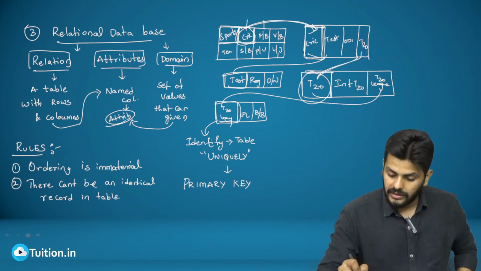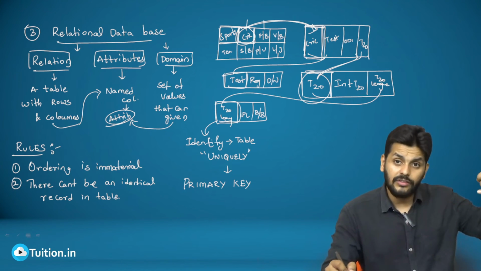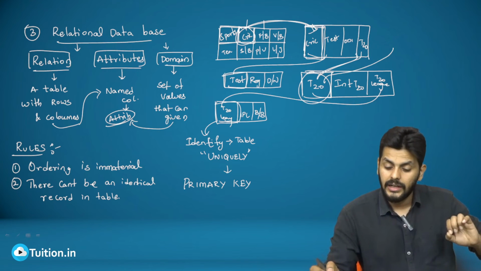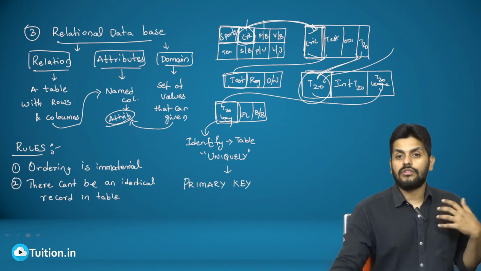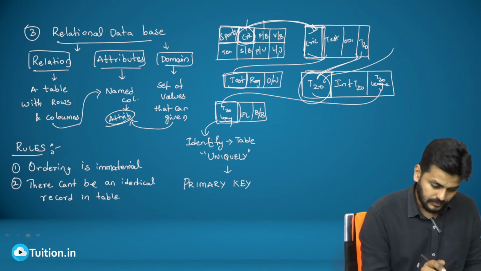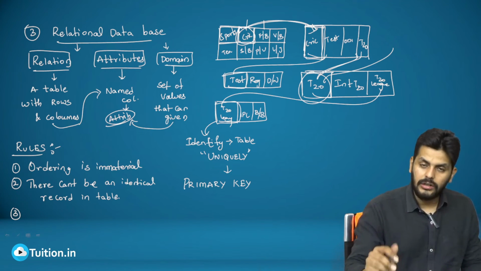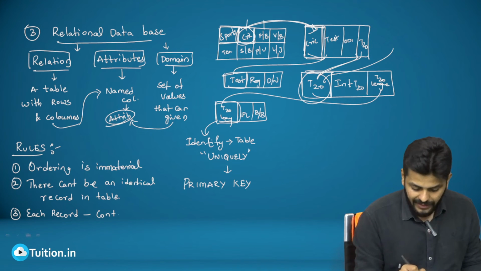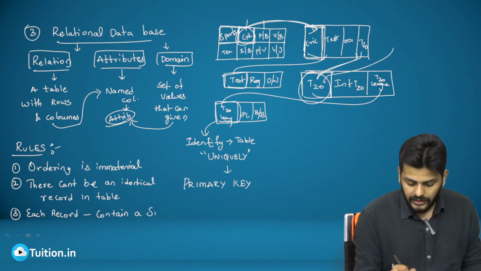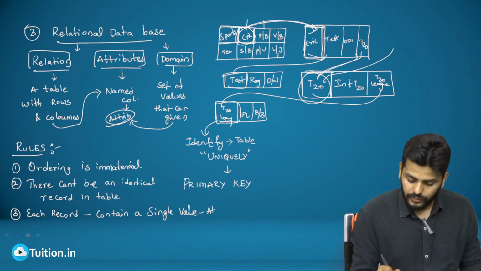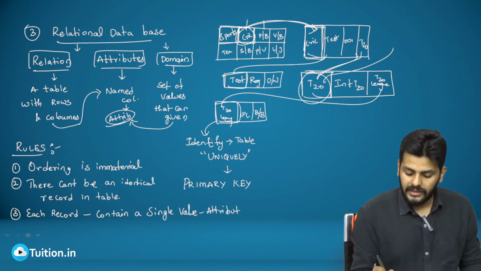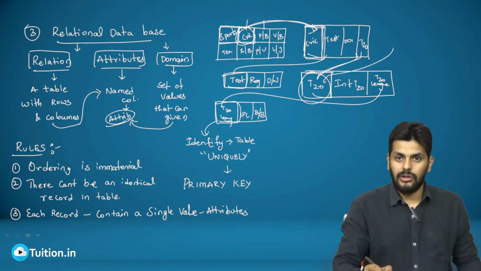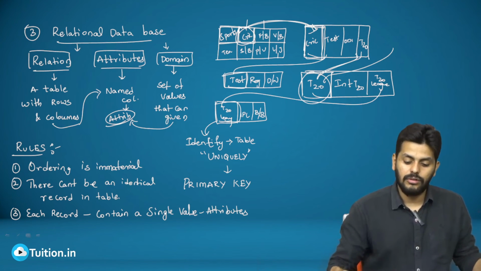This T20 box should be connected to this or something else. Now if another table has T20, that's fine. From there also I'll bring and connect it here. But the same table should not have two boxes with identical records. And rule three, each record should contain a single value for its attributes. Why a single value? Because you can't write in the same box cricket and football, cricket and politics. You can't write like that. So that's why a single value.